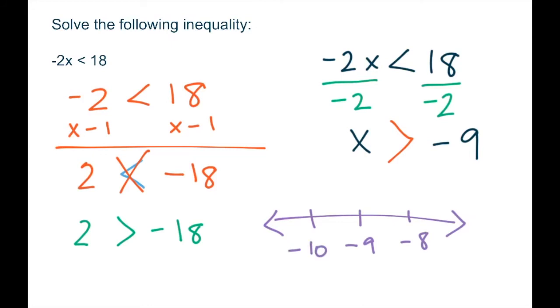The numbers that are greater than -9 are going to be the ones to the right, or the ones that we get closer to 0. And since there's no equal sign with this, I'm going to have an open circle at -9 because -9 would not make this inequality true.